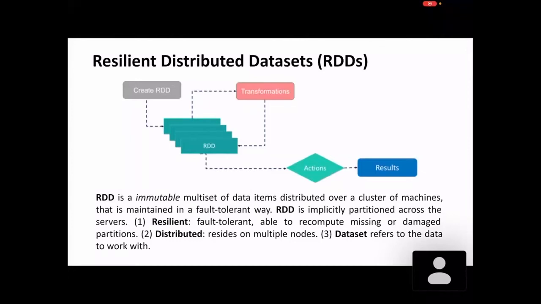So resilient basically means it's fault tolerant. Whenever something wrong happens, it has a built-in mechanism and algorithm to recompute the missing and damaged partitions. Of course, there's always a limit. If, for example, we have a redundancy for a certain number, say, just for example, 5, probably means if you have up to 5 files missing, you can reconstruct it. If you have more than that, there's no way you can do this.